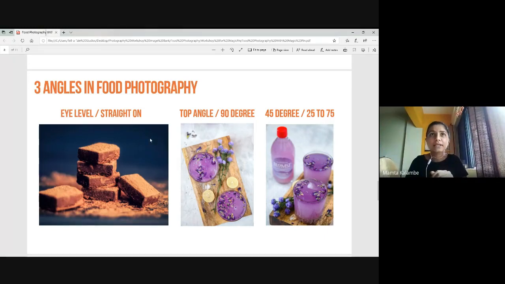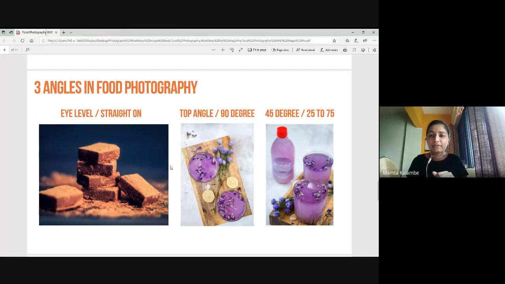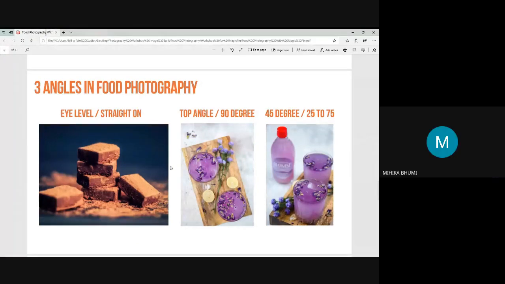Can't see the angle slide. Yeah, you guys can see the slide, right? Yes. Okay, perfect.